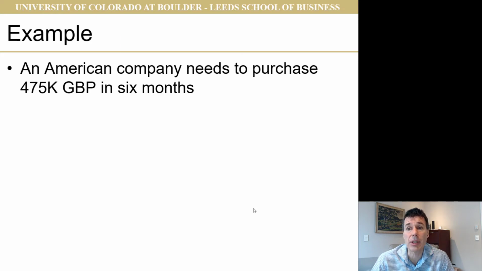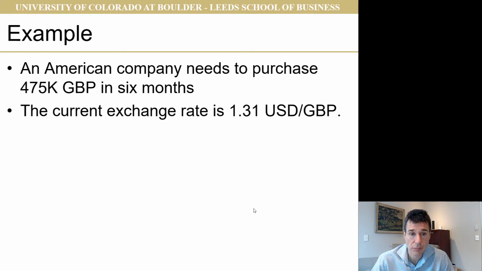Okay, so this American company needs to purchase 475,000 pounds in 6 months. The current exchange rate is 1.31 US dollars per British pound. Again, I'm not going to make you know that the units of 1.31 is dollars per pound as opposed to pounds per dollar. I will always give you those units. In the real market, you're meant to be able to look at 1.31 and know that's dollars per pound. So they will just quote you a rate and you've got to know which way around it's quoted.